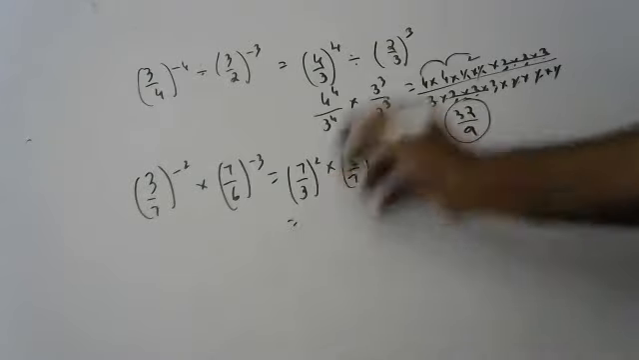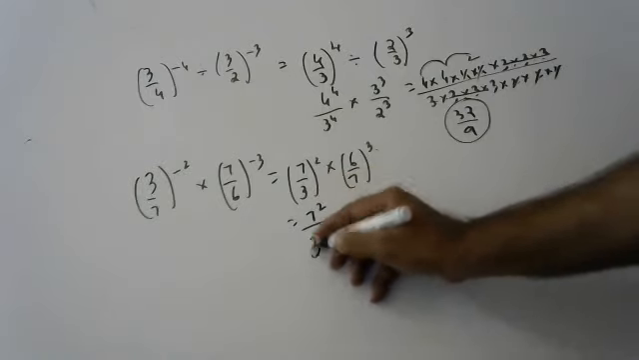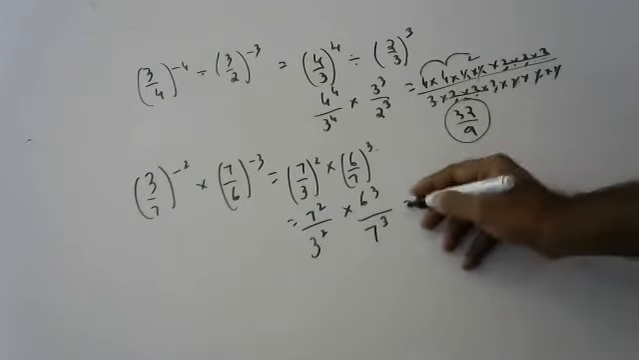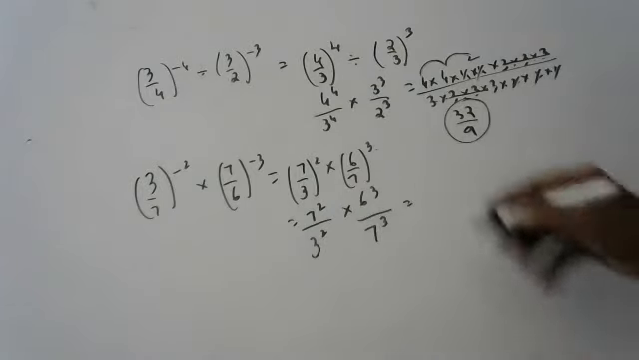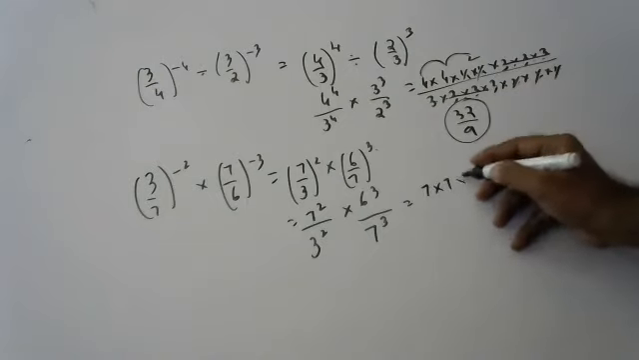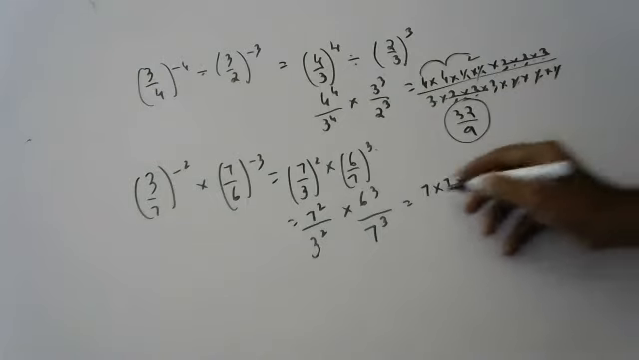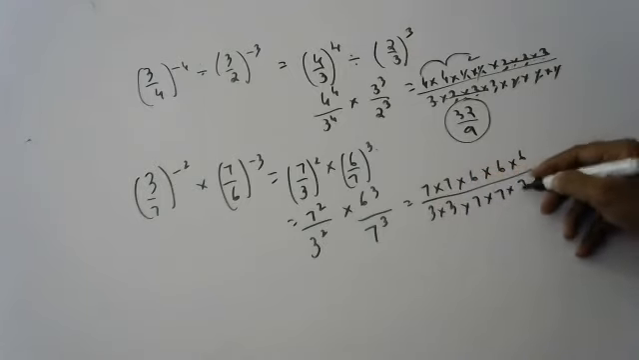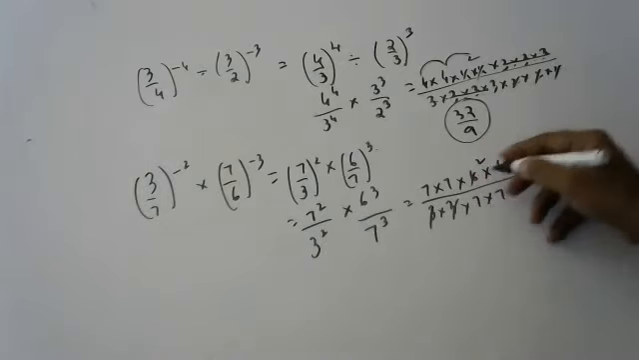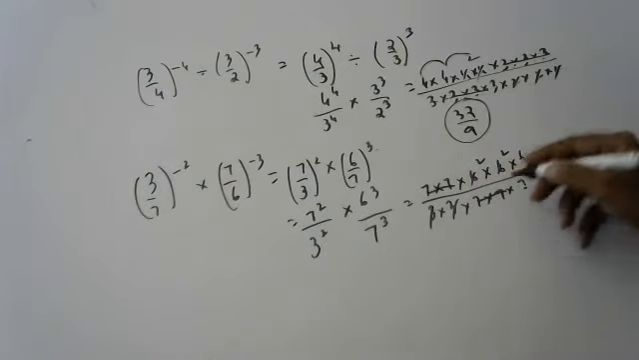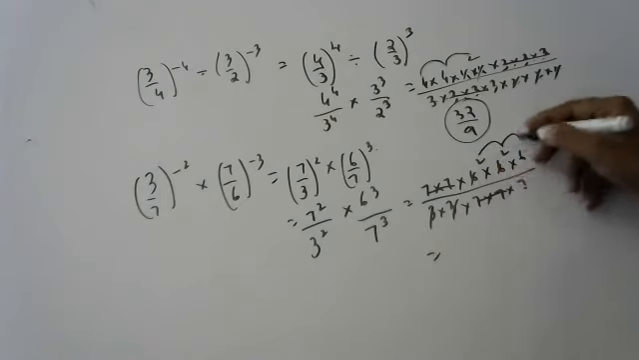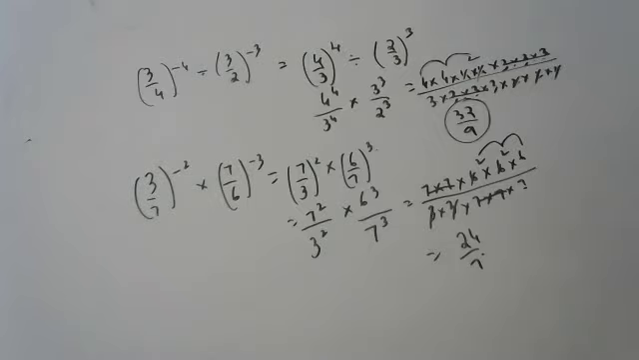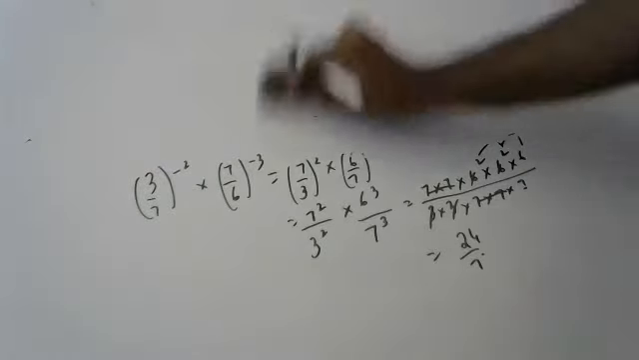Okay, now individual give the powers. 7 square into 7 square by 3 square into 6 cube by 7 cube. Okay, now what we will do? 7 into 7 into 6 into 6 into 6 divided by 3 into 3 into 7 into 7 into 7. 3 2s are 6, 3 2s are 6. Answer: 24 by 7. Okay, children. Next one.